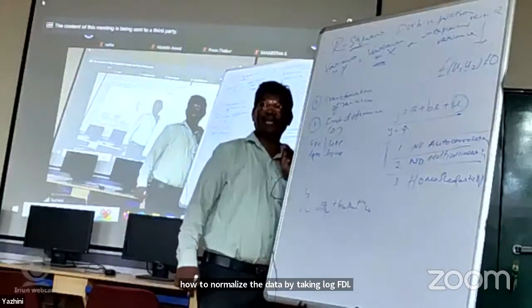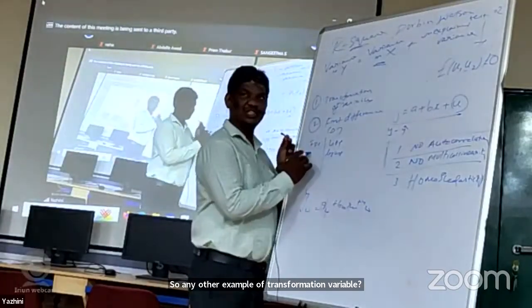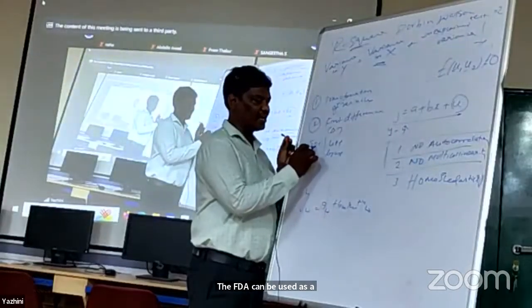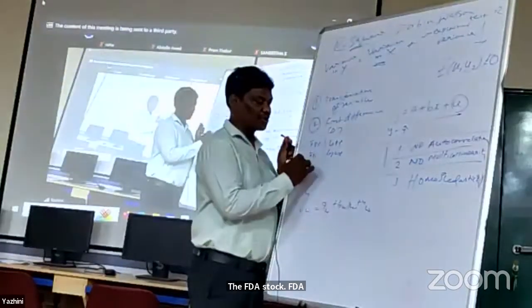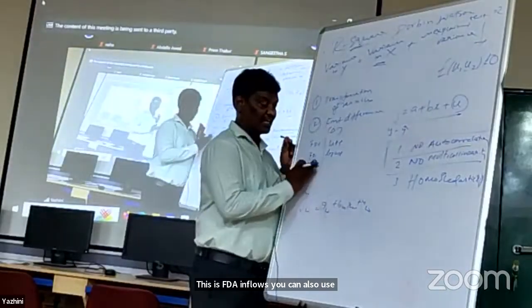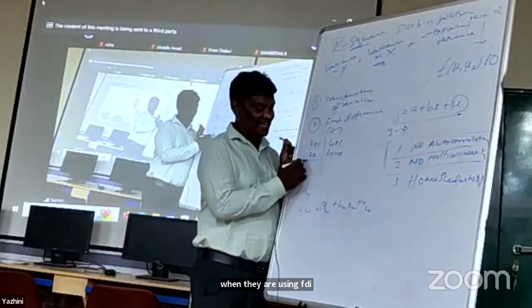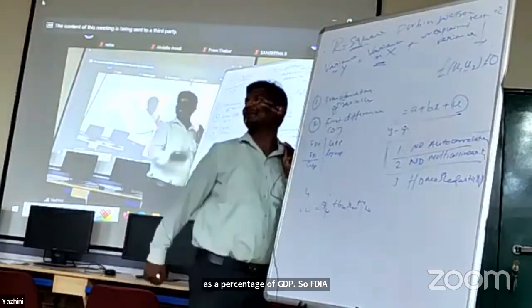Is there any other example of transformation of variable? FDI can be used as FDI inflows. You can also use FDI stock. In some textbooks I have seen FDI used as a percentage of GDP, so FDI slash GDP.